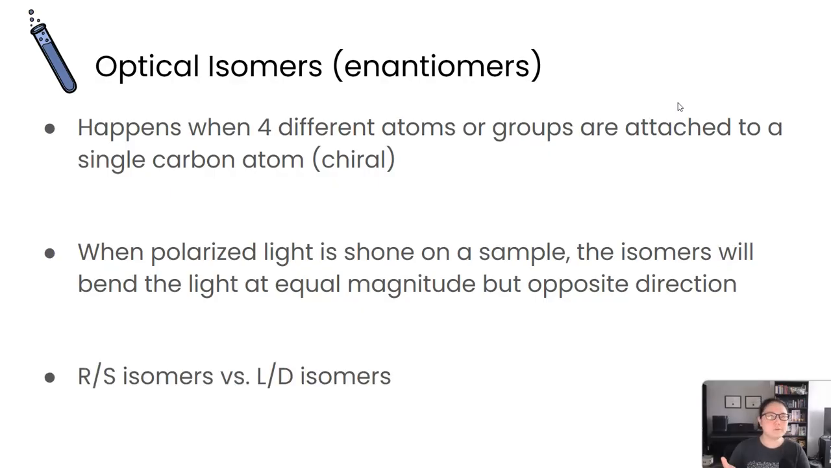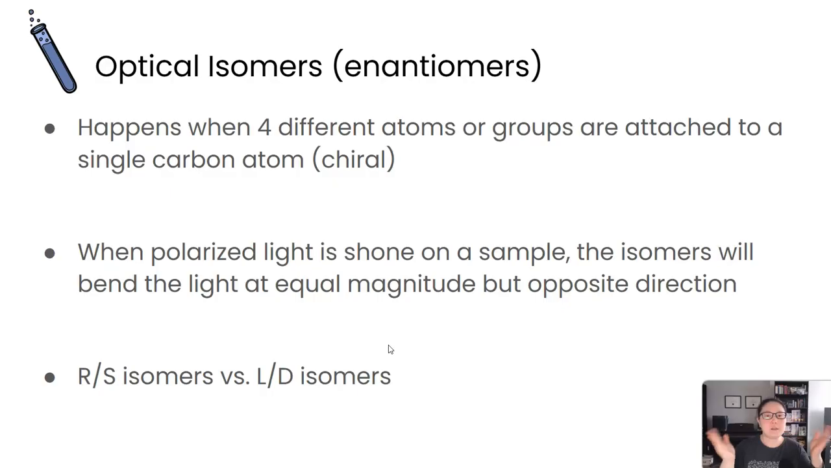Now, there are 2 naming systems, in a way, to distinguish between optical isomers. One method is the R and S method, and that's based on the structure itself. You draw the molecule in a specific way, and depending on what is being connected, that determines R or S.